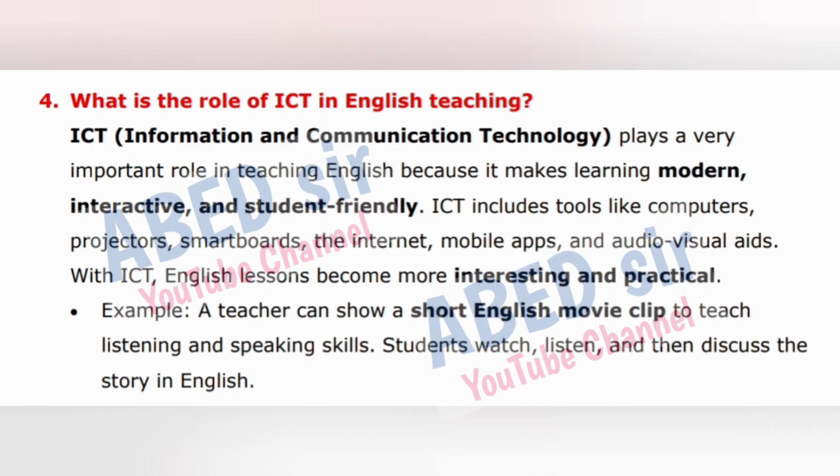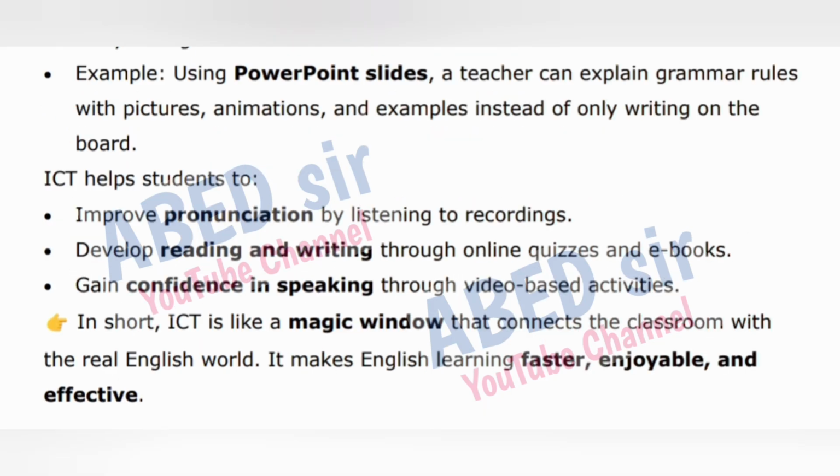Example, a teacher can show a short English movie clip to teach listening and speaking skills. Students watch, listen, and then discuss the story in English. Example, using PowerPoint slides, a teacher can explain grammar rules with pictures, animations, and examples instead of only writing on the board. ICT helps students to improve pronunciation by listening to recordings, develop reading and writing through online quizzes and ebooks, gain confidence in speaking through video-based activities.